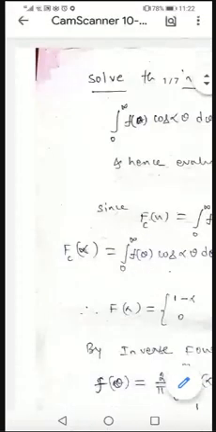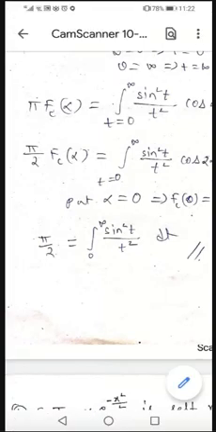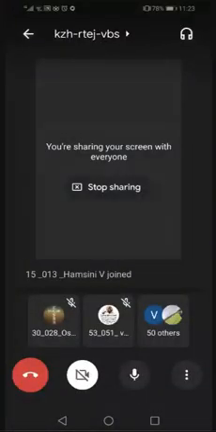To evaluate what he has given, we found the value of the integration from 0 to infinity of sine square t by t square dt is pi by 2. Any questions, any doubt, you can ask me in the chat box.